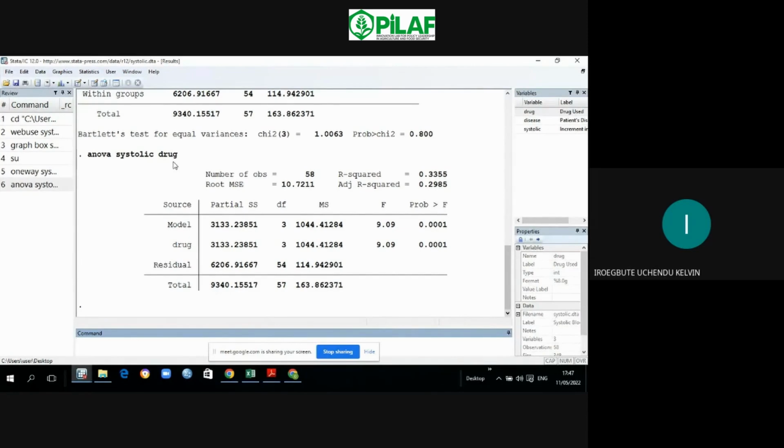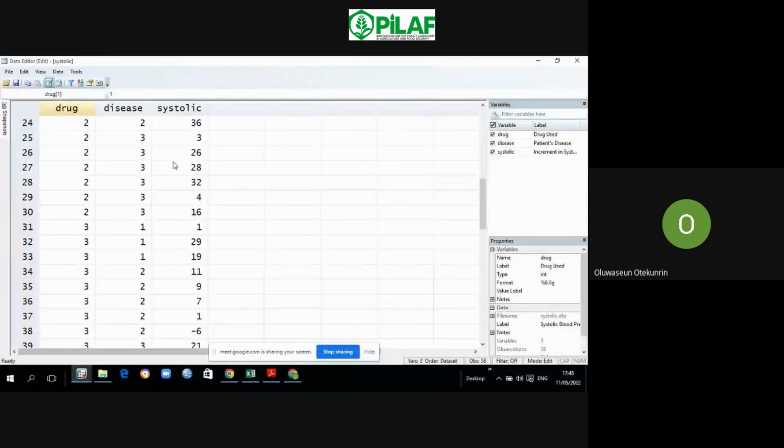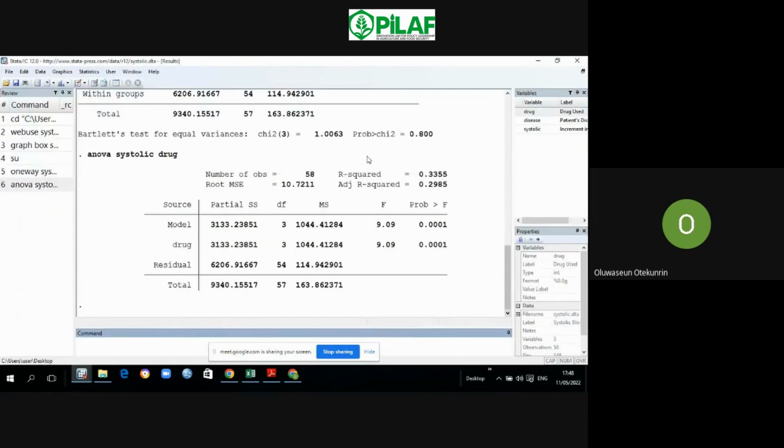So now that we have this table, what we want to do is to work on our residuals. Our original data set does not contain the residual. If you look at it, there's nothing like residual. We only have drug, disease, and systolic. For us to check our model for adequacy, we need to work on our residuals. To do that, we need this command: predict residual, residual.